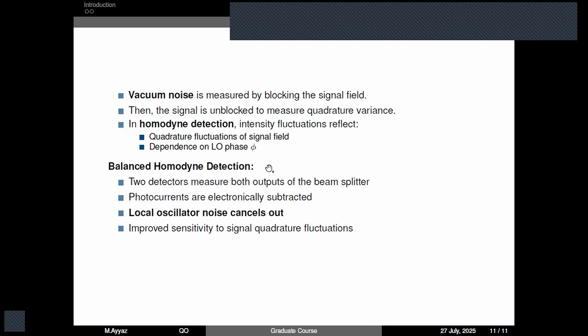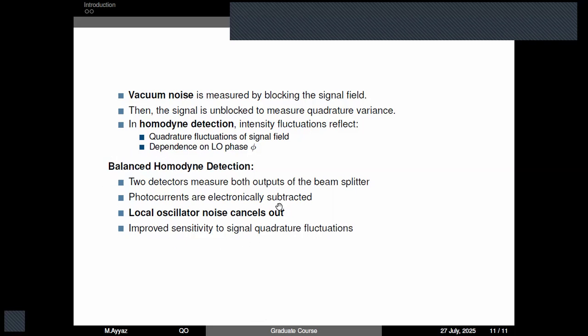Here are some experimental cautions or instructions that we have to follow. We usually first deduce what the vacuum noise is by blocking our signal field. After deducing how much vacuum noise we have, we can eliminate it from our results for the signal field, and we can get very clean results that are only dependent upon the phase of the local oscillator.